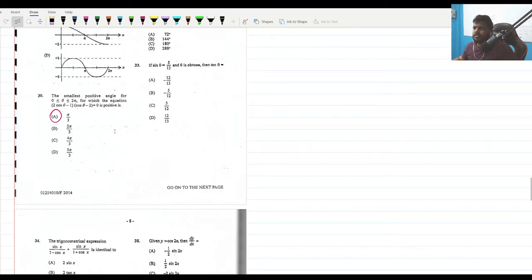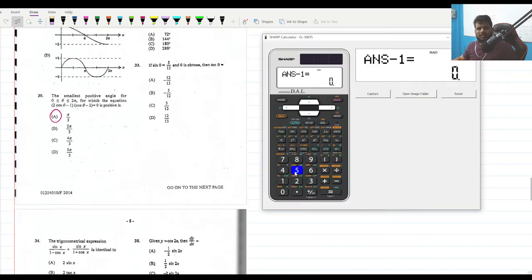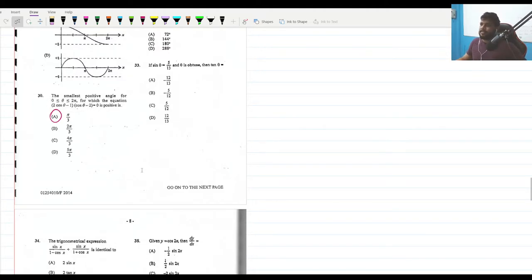For which the equation is positive. Now, I could be overthinking a little bit, but let me read back what the question's saying. The smallest positive angle theta, where 0 is less than or equal to theta is less than or equal to 2 pi. Cool. For which the equation is equal to 0 is positive. The answer is pi on 3. Pi on 3 satisfies the equation. It satisfies the equation.